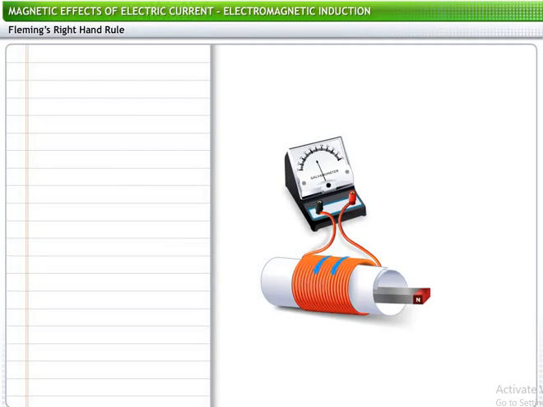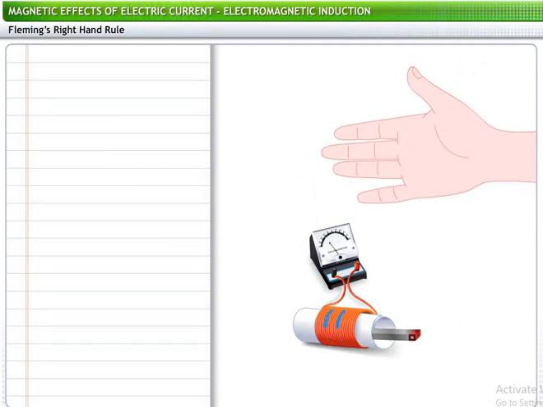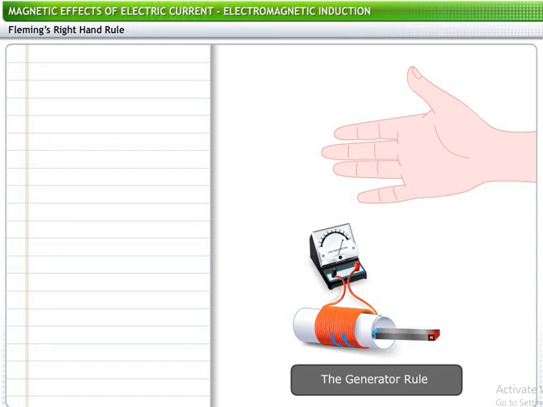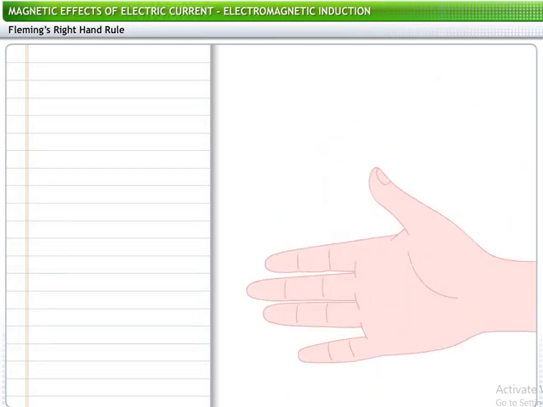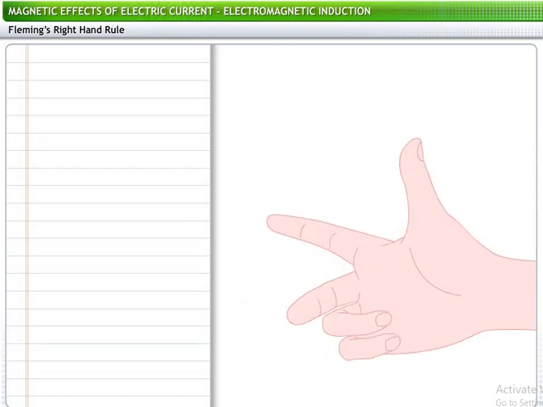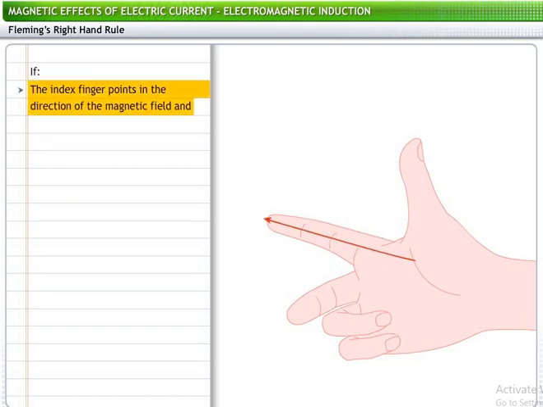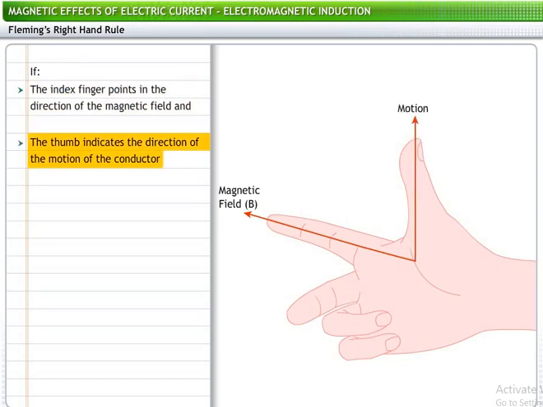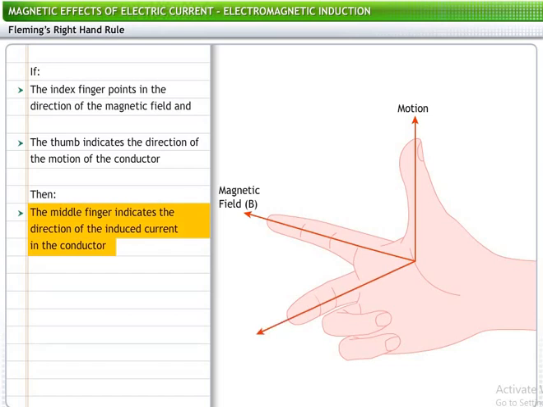You can determine the direction of the current induced when a conductor moves in a magnetic field using Fleming's right-hand rule. This rule is also known as the generator rule. To use Fleming's right-hand rule, stretch the thumb, the index finger, and the middle finger of your right hand so that they are at right angles to each other as shown. If the index finger points in the direction of the magnetic field and the thumb indicates the direction of the motion of the conductor, then the middle finger indicates the direction of the induced current in the conductor.